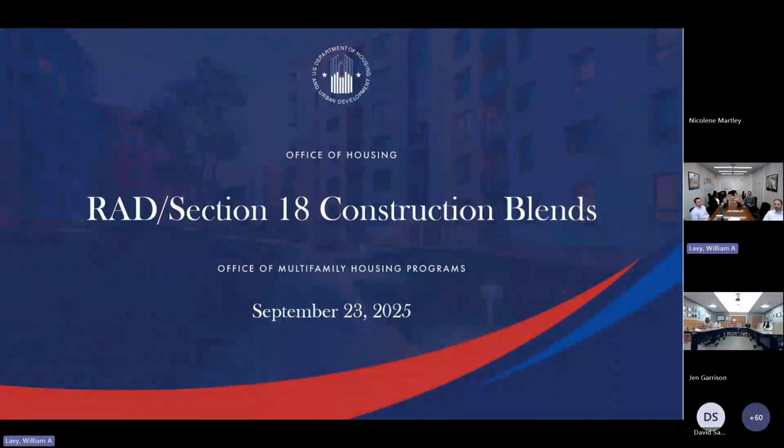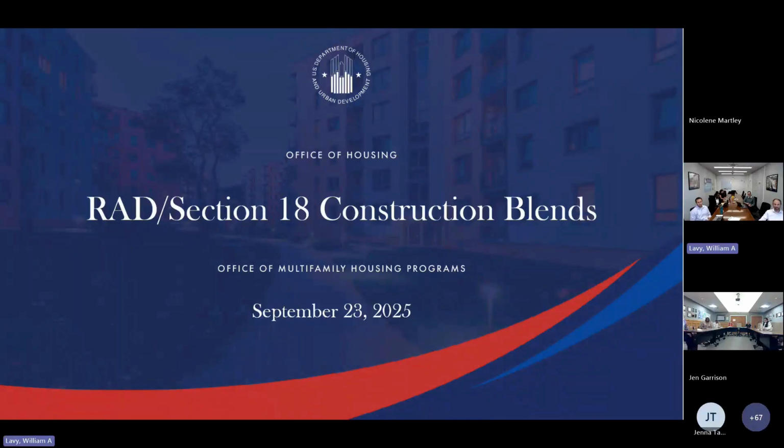This one is specifically on RAD and Section 18 construction blends. We'll walk through a little presentation and then happy to have a discussion at the end. And you're also very welcome to follow up with us afterwards if you want a more in-depth conversation with your specific housing authority.